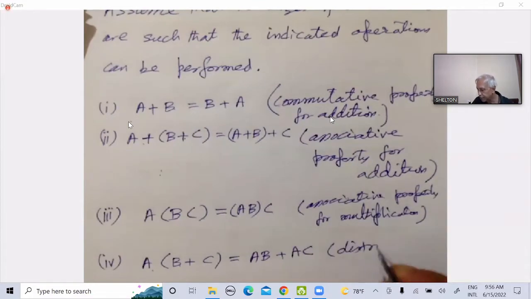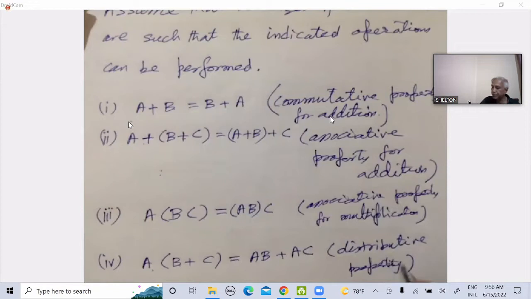Distributive property for multiplication, multiplication over addition. Just say distributive property. You can multiply like that.